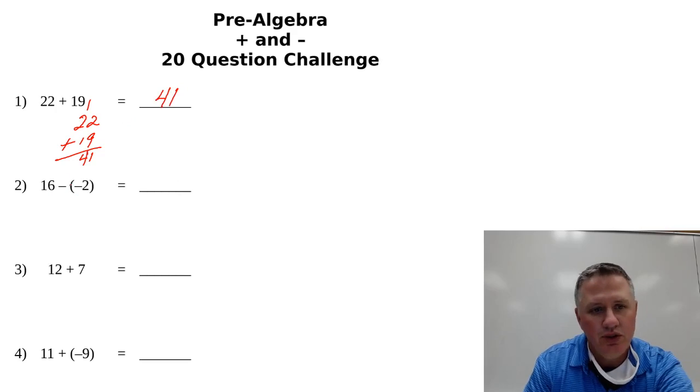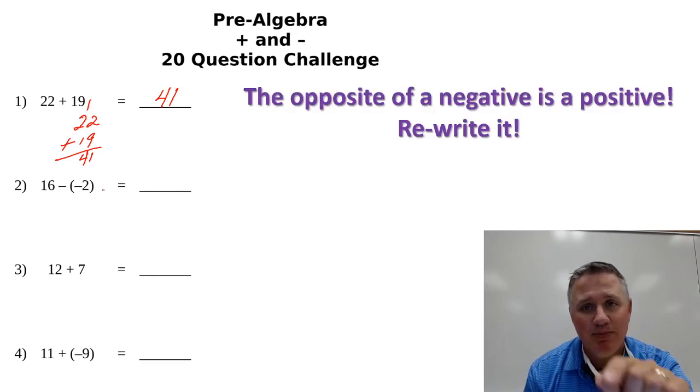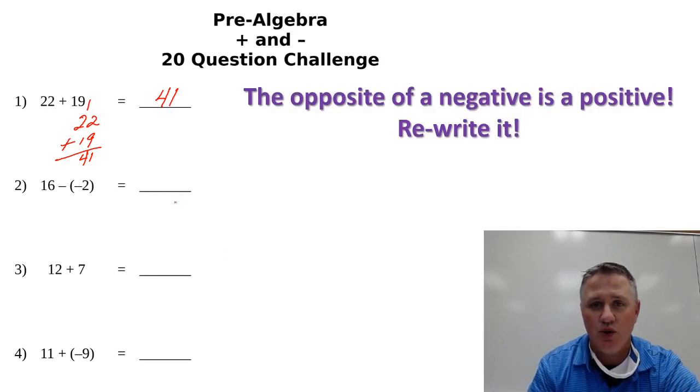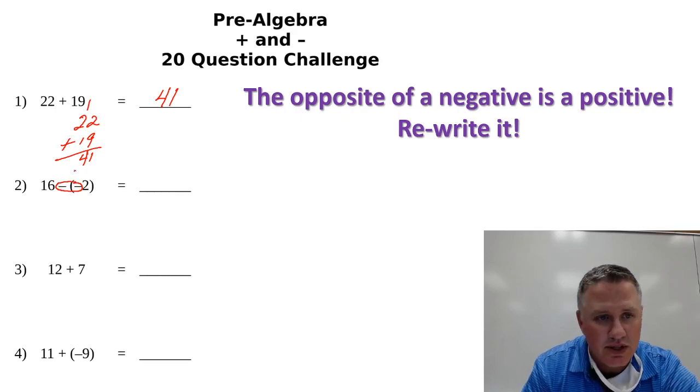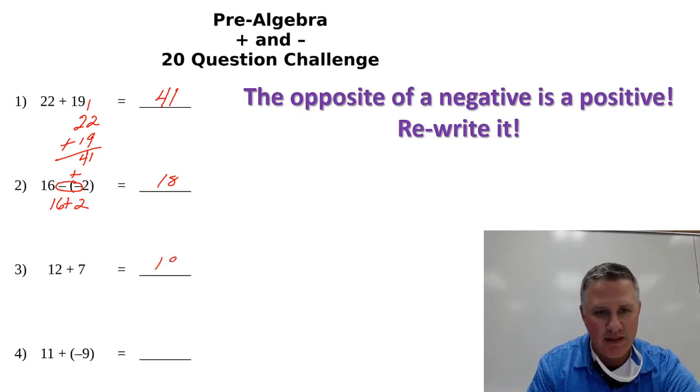Number 2, you see this business right here, remember? So what I want you to think about, and what we learned last class, was the opposite of a negative is a positive. Rewrite it. Okay, so I'm going to circle these two because that is the opposite of negative 2. So the opposite of negative 2 is plus 2. And then I bring down the 16, right? So 16 plus 2 is 18. That's how you do those problems. 12 plus 7 is mental math, 19.